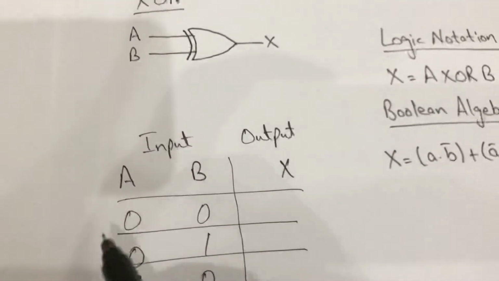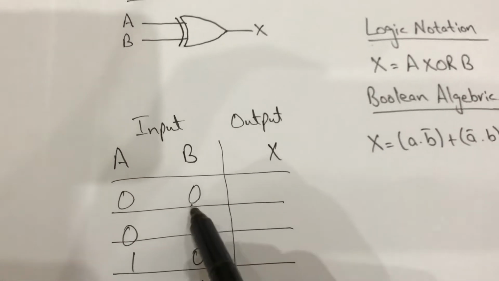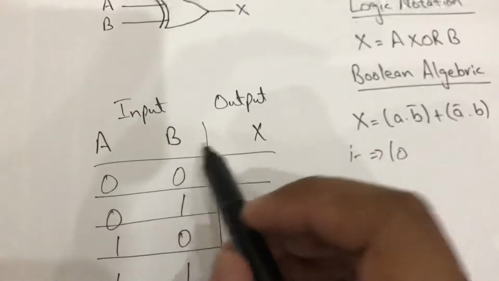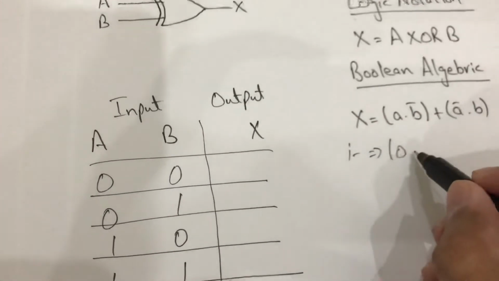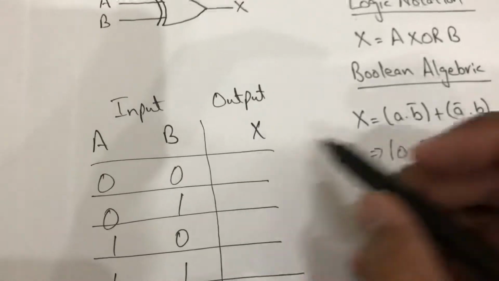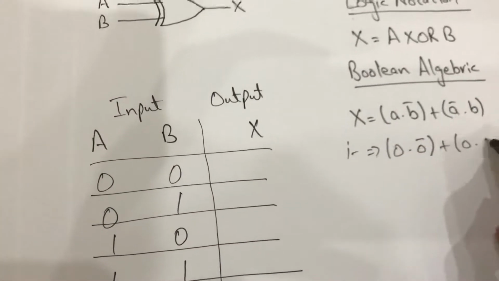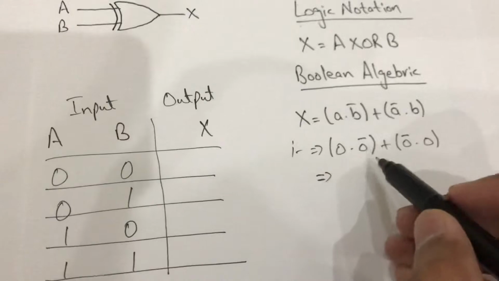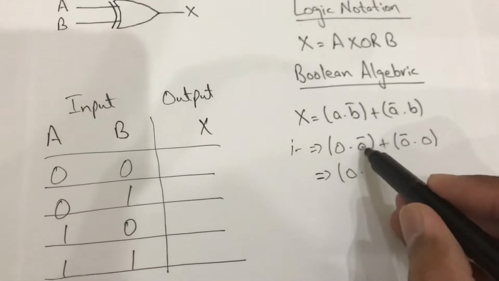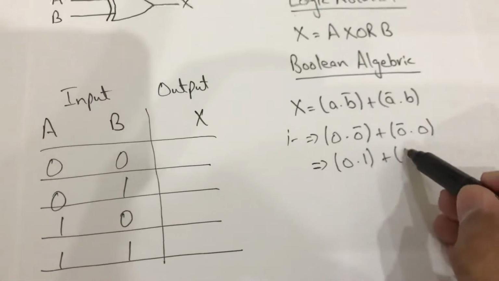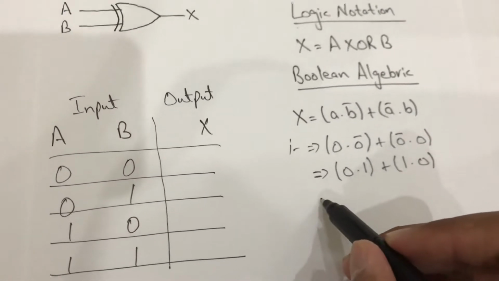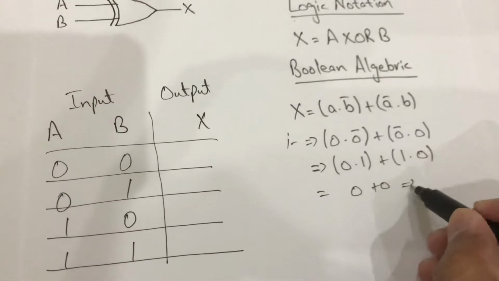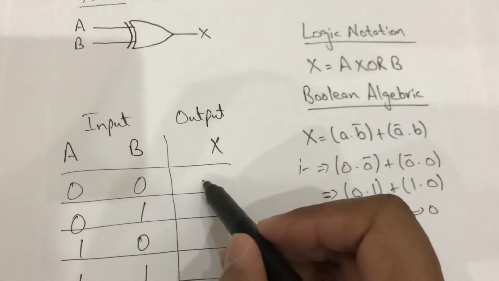So by taking the first value, that is the value of A is 0 and the value of B is 0. So first of all, the value of A is 0, dot the value of B bar, plus A bar dot B, with B being 0. When we solve it further, that is A dot 0 bar, which is 1, plus 0 bar, which is 1, dot 0. Something multiplied by 0 is 0 plus something multiplied by 0 is 0. That will be 0. So our first output is 0.